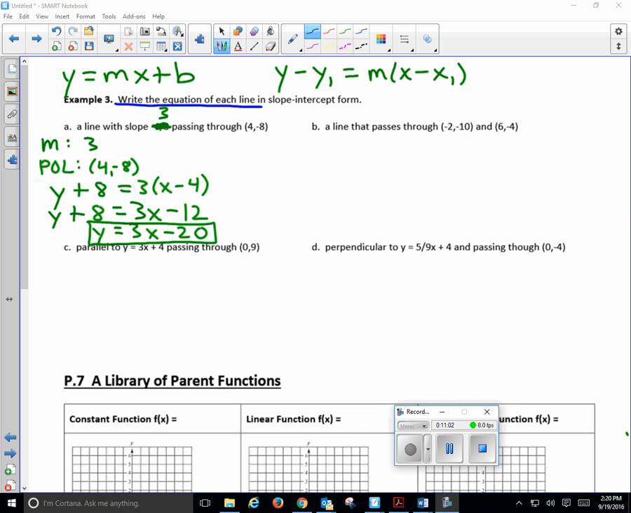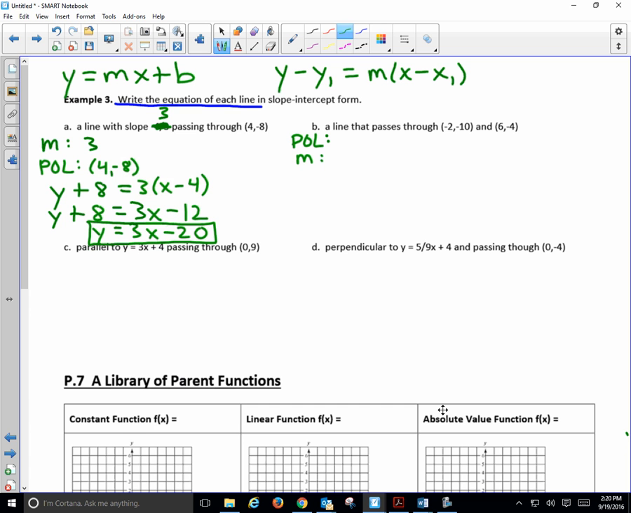Okay, let's try problem B. How is B different from the others? First of all, it says write an equation for a line. So I always write down these two things, point on line and slope. So how is problem B different from the first one? There's 2 points. What don't they give you? They don't give you the slope. Well, let's choose a point on our line. Would you like to use -2, -10, or 6, -4?